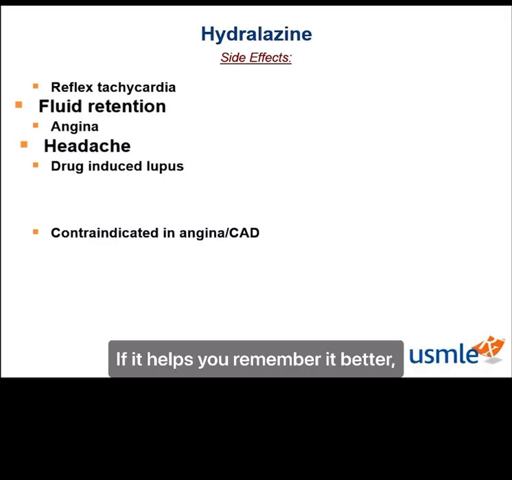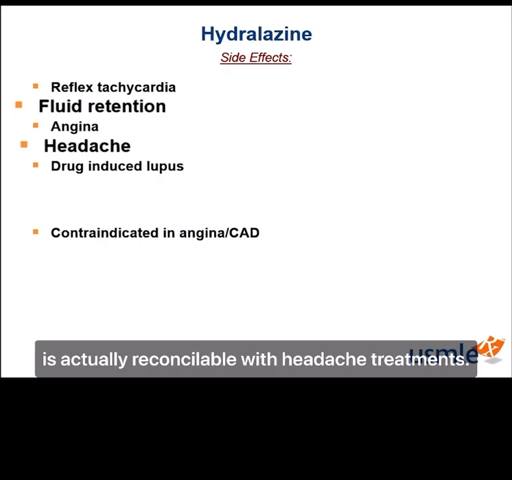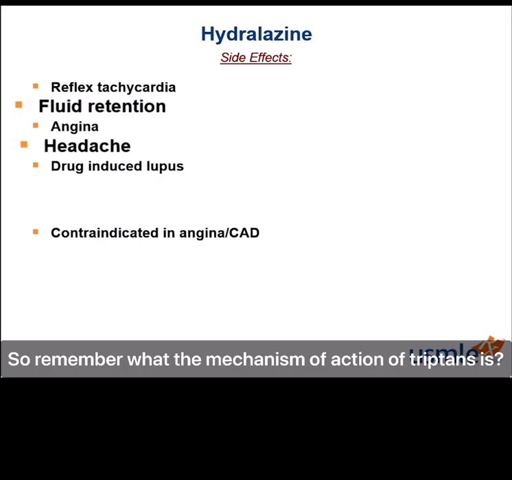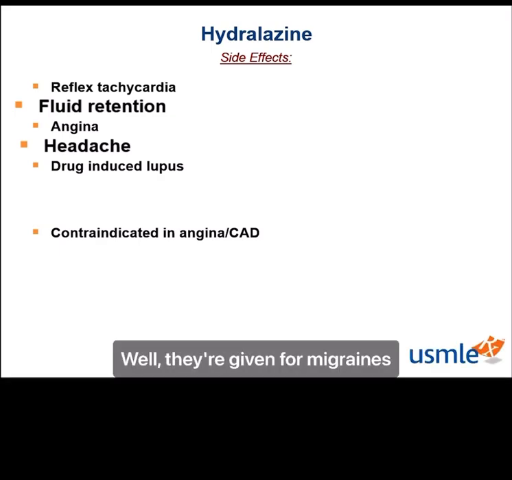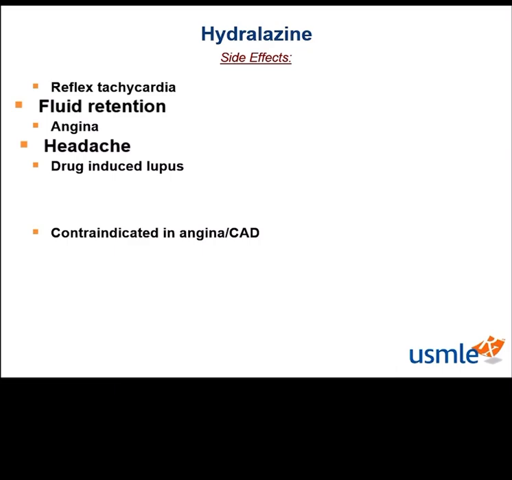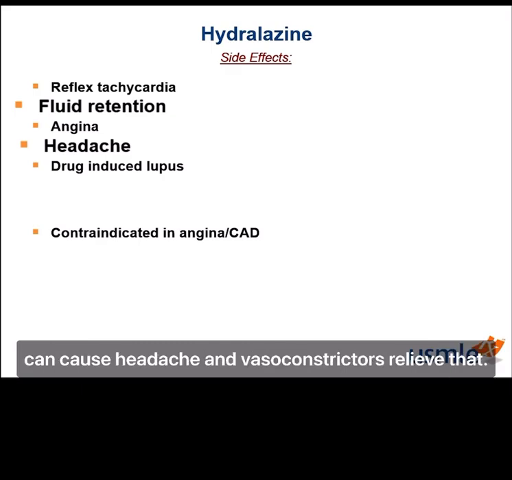If it helps you remember it better, it's also worth recalling that this information is actually reconcilable with headache treatments. So remember what the mechanism of action of triptans is? Well, they're given for migraines and they're vasoconstrictors. So as we've learned here, vasodilation, in this case of arterioles, with hydralazine can cause headache, and vasoconstrictors relieve that.